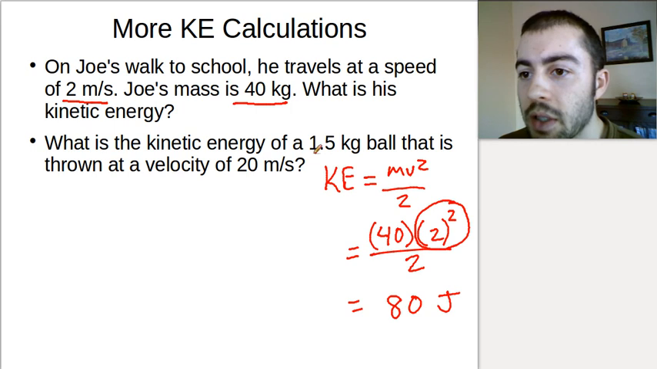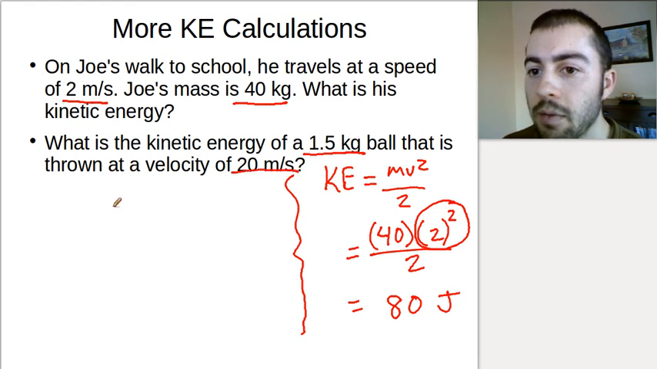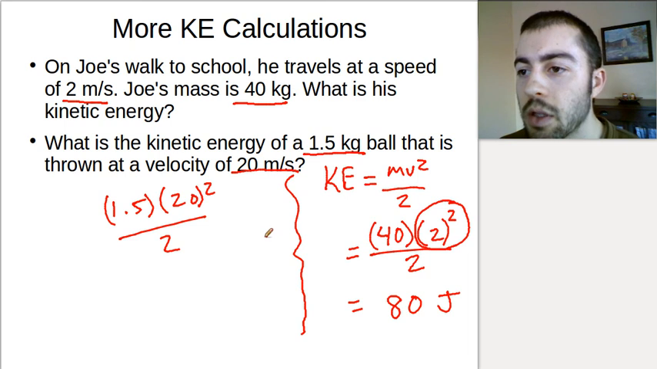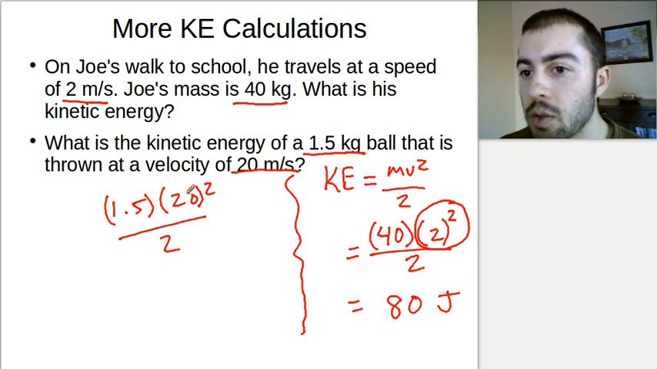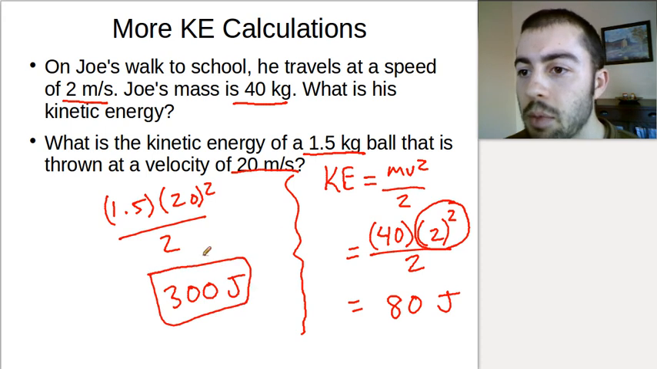The second question here, what is the kinetic energy of a 1.5 kilogram ball that is thrown at a velocity of 20 meters per second? So same thing here, we have the mass, we have the velocity, we just have to plug into the formula. So we have mass is 1.5, the velocity is 20, and again divide by 2 because of the kinetic energy formula. So to solve this, again, exponents first, so we do 20 squared, that would give us 400, times 1.5, 600, divided by 2 would be 300 joules of kinetic energy in the second problem.